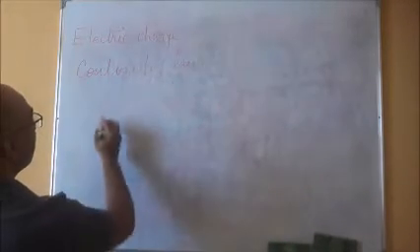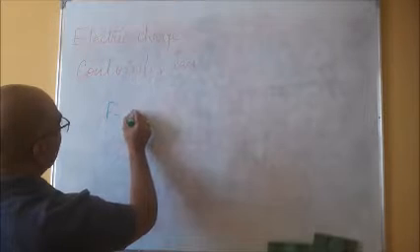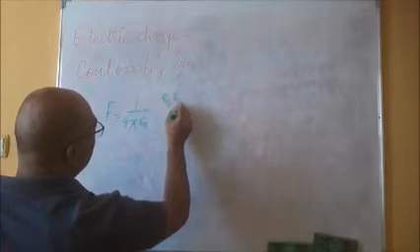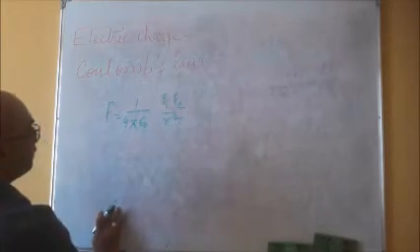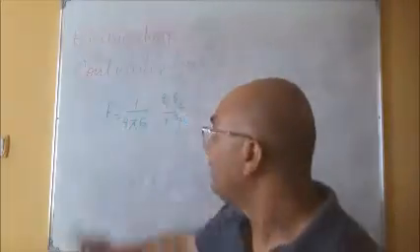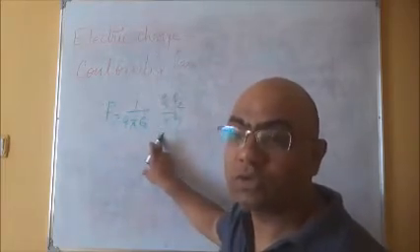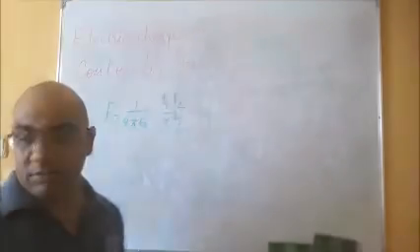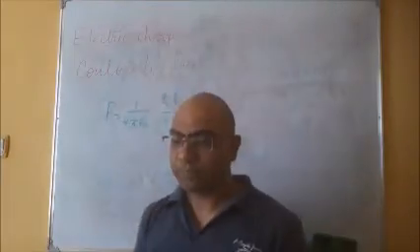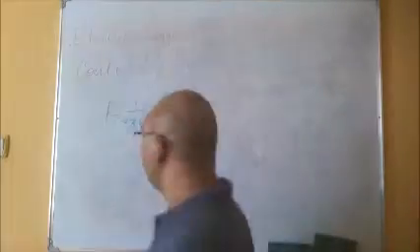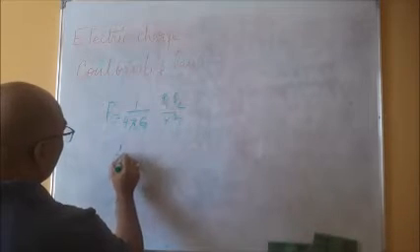How can I give C? I am saying F is 1 upon 4 pi epsilon naught Q1 Q2 upon r square, right? Okay. Suppose I am putting F equals 1 Newton, r equals 1 meter, then what will Q be? In other words, we can say, one second, 1 Coulomb.